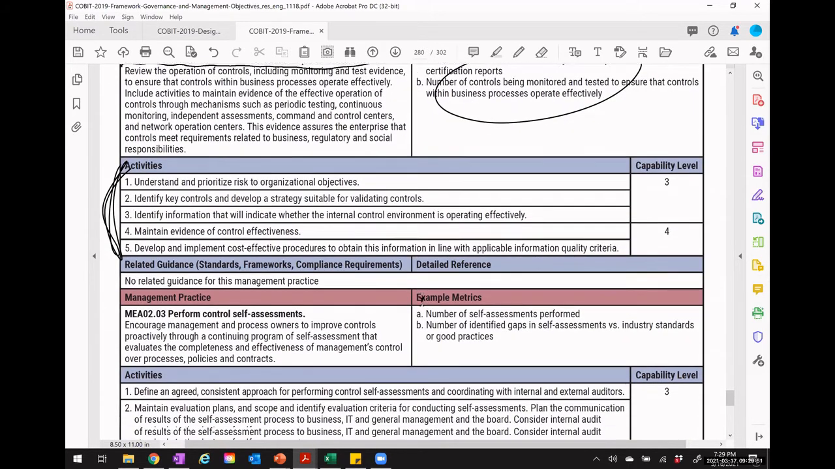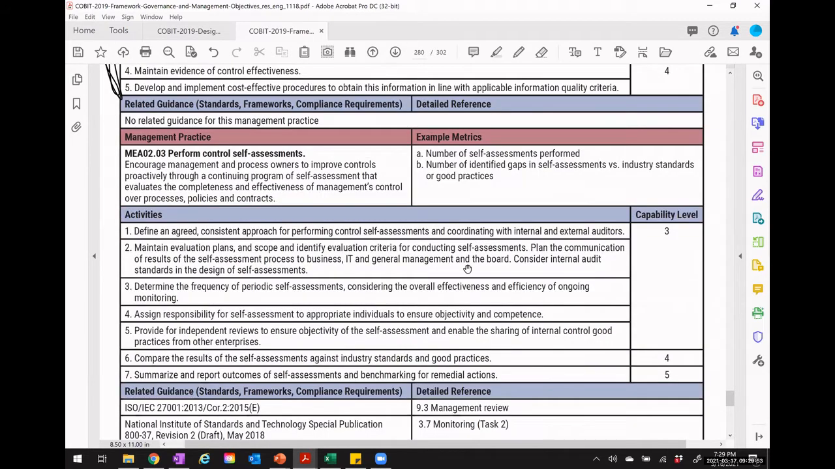So now we go, and there's a third control objective, perform control self-assessments. This is me. That's what I do in IT. I'm not doing that with audit. I'm doing a control self-assessment because, if you look at the 3 lines of defense, I'm the control owner here.